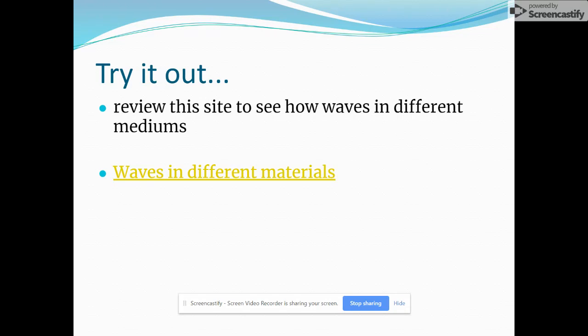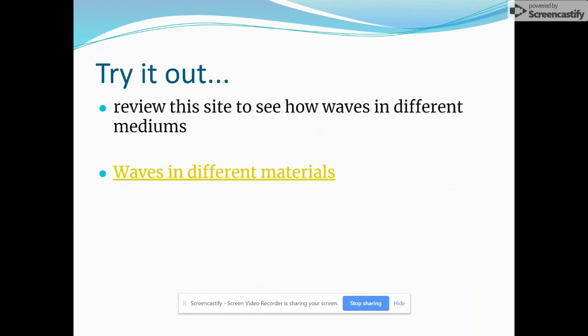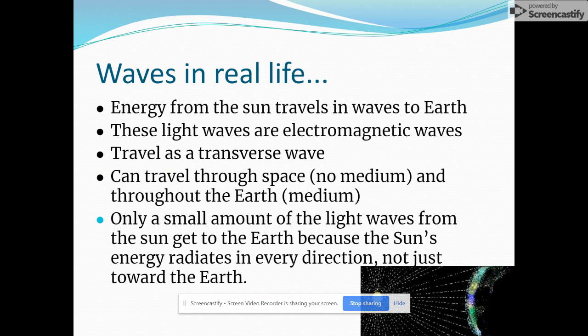Okay, a link to this site is being shared in the side margin for you, so you can take a look at this and see how waves in different mediums interact with each other. Oops, I feel like I skipped one. Yeah. In real life, the energy from the sun travels to Earth in waves. The light waves are electromagnetic. They travel as a transverse wave, the kind that goes perpendicular to the motion of the wave. They can travel through space, and they can travel throughout the Earth. So once they hit Earth's atmosphere, they're in a gas. They're going through a medium.